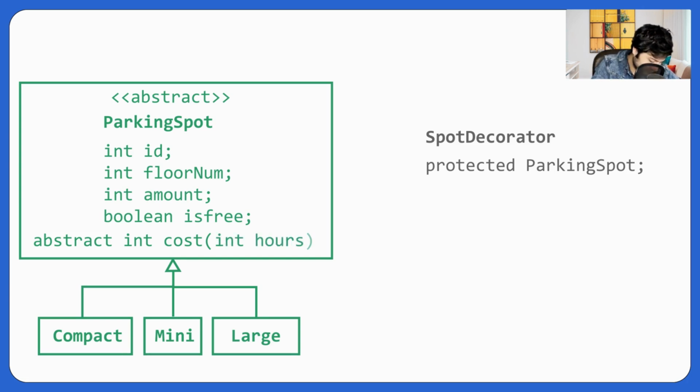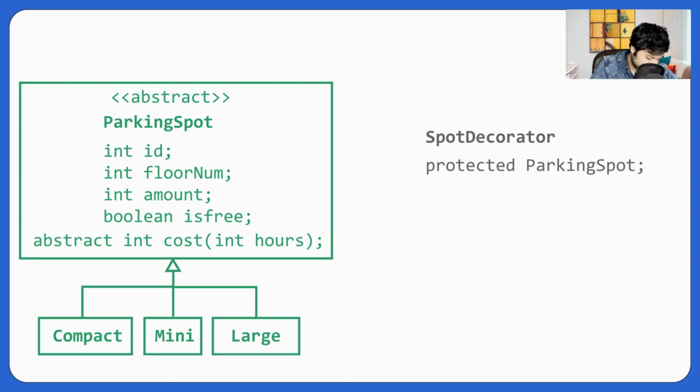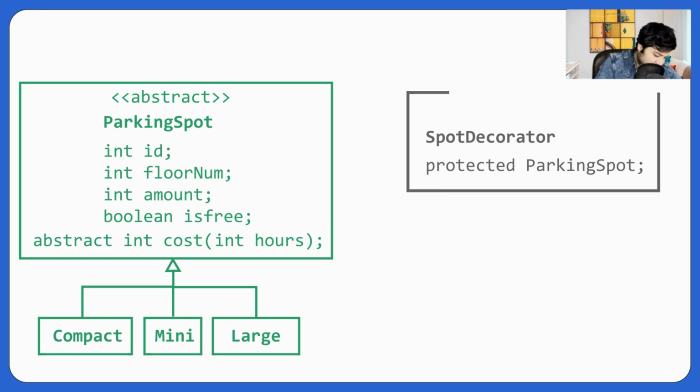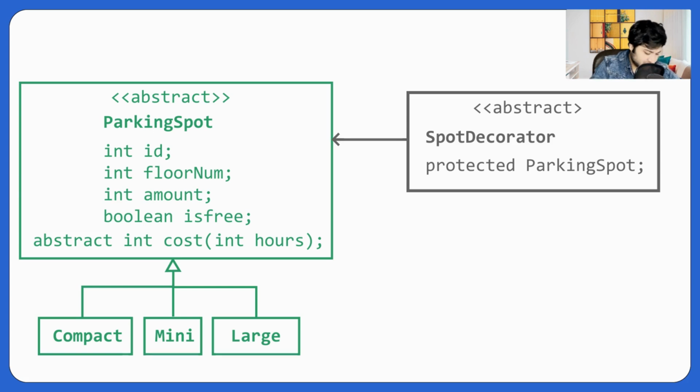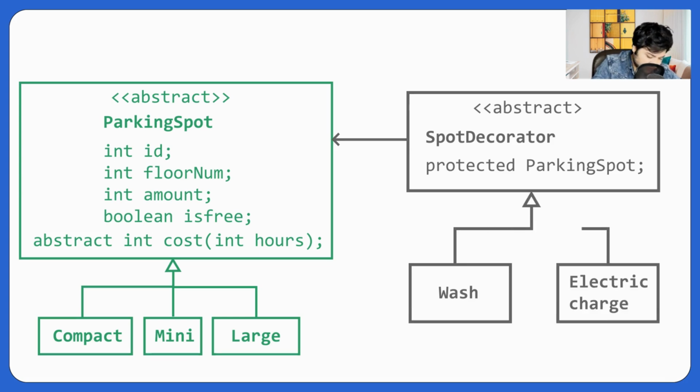So int hours, and this can be an abstract function which will be implemented by spot decorator as well as by mini, large and compact. They would have implemented it. And now since we have spot decorator, we will make it abstract as well. Parking spot has a parking spot, that's why. And now wash can be one of the decorators. Same goes for electric charge, it can be one of the decorators, right? So let's quickly go and implement it.